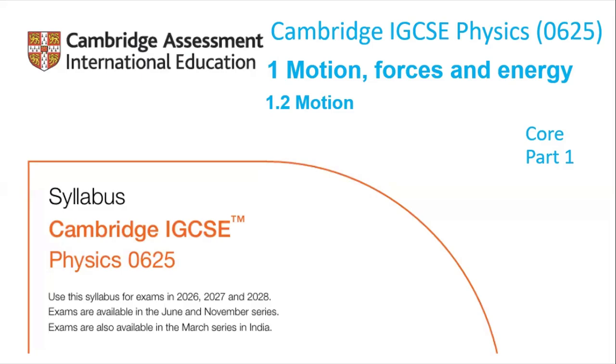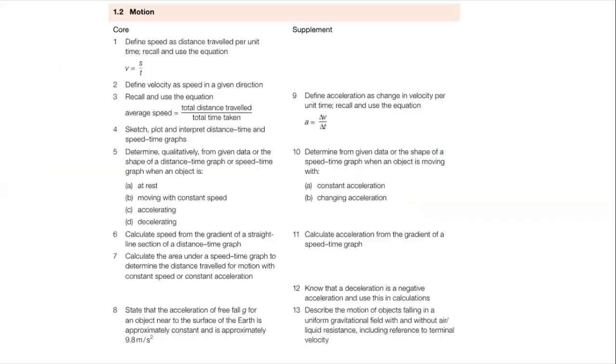Hello, today we are going to talk about Cambridge IGCSE Physics 0625. First lesson: motion, forces and energy. 1.2, motion, core, part 1. And we'll see the core part in the syllabus.